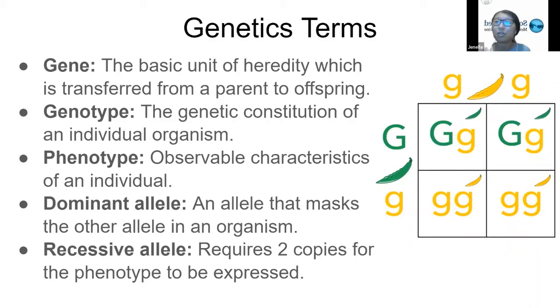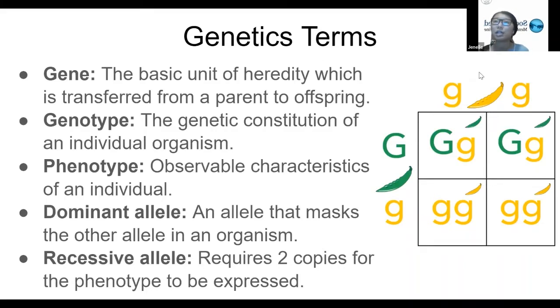is the basic unit of heredity, which is transferred from a parent to offspring. And a genotype is the genetic constitution of an individual organism. A phenotype is the observable characteristics of an individual. The phenotype is what you see. So like genotype is really what I guess distinguishes each organism from each other.